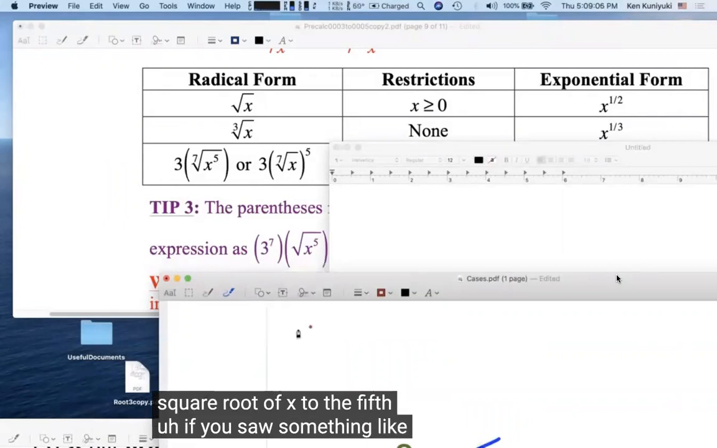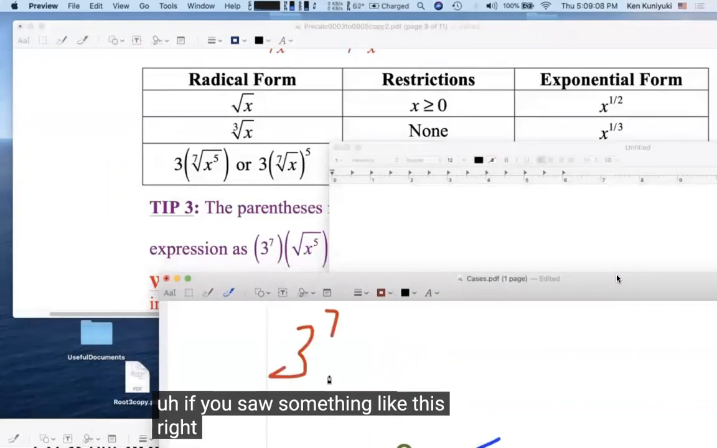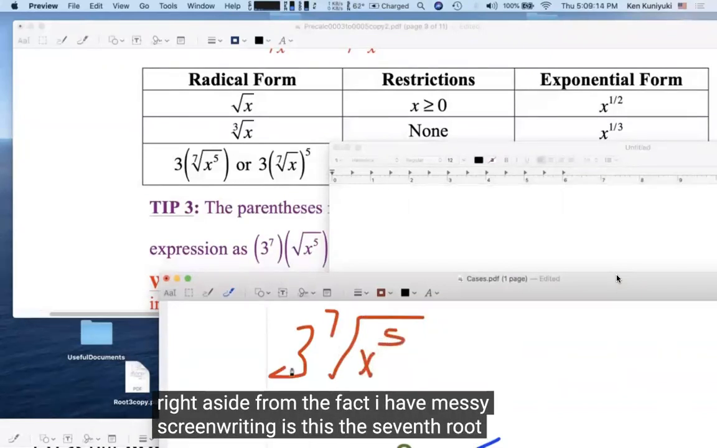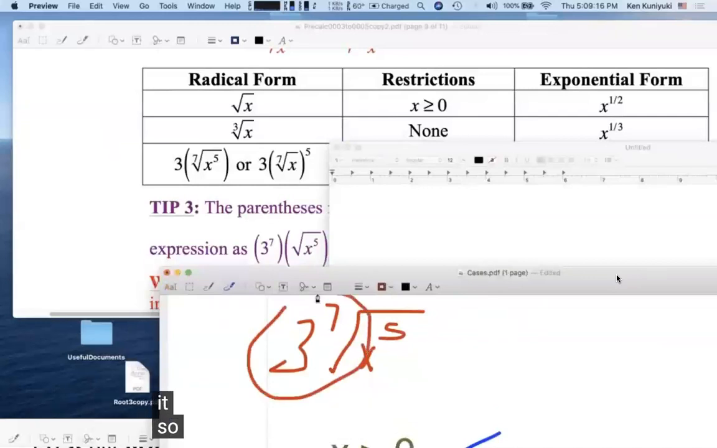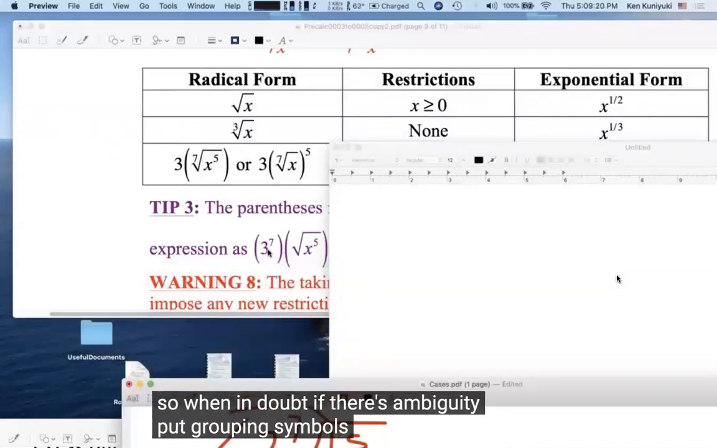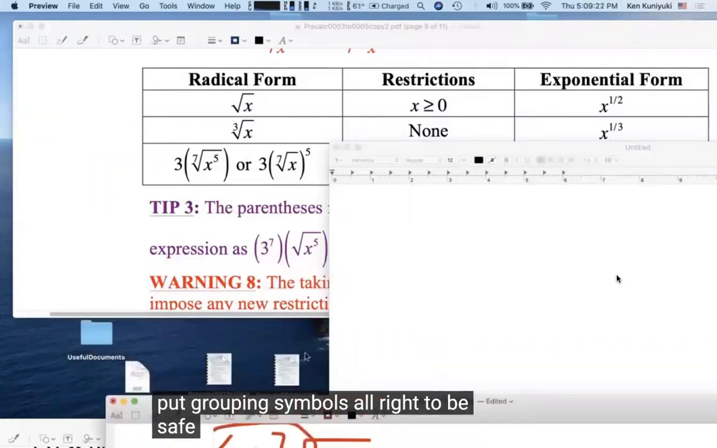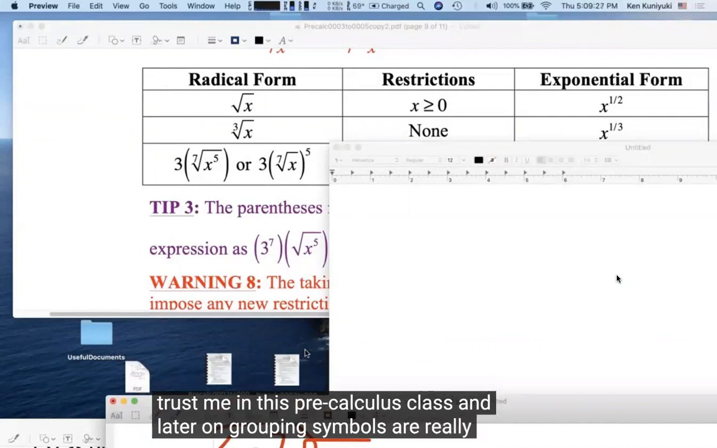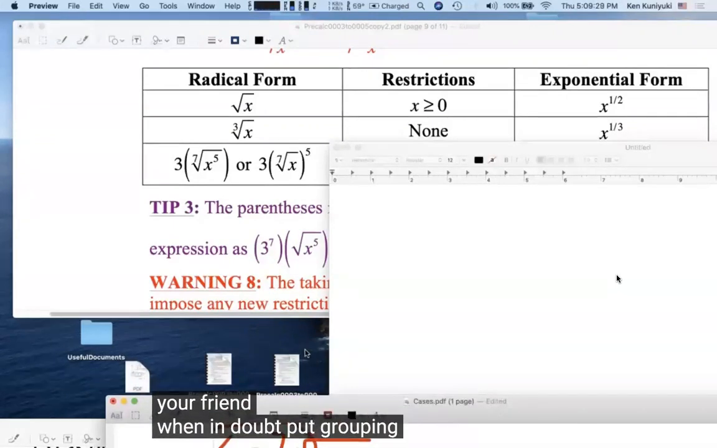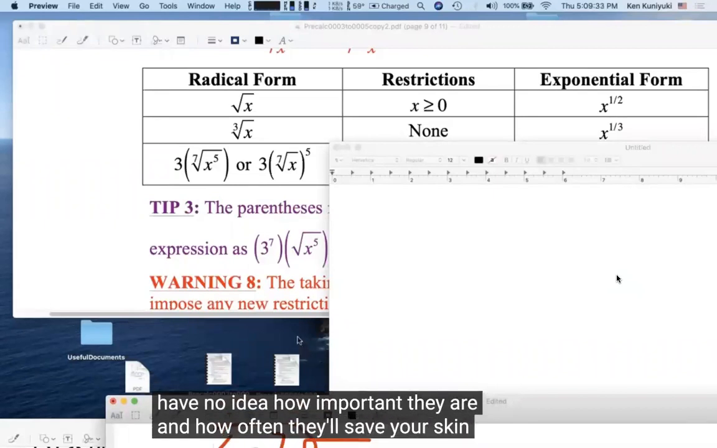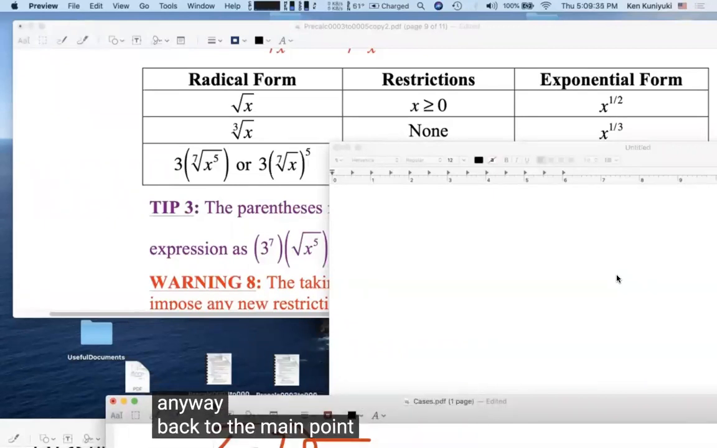If you saw something like this, aside from the fact I have messy screenwriting, is this the 7th root or is it 3 to the 7th? Which is it? So when in doubt, if there's ambiguity, put grouping symbols to be safe. Trust me, in this pre-calculus class and later on, grouping symbols are really your friend. When in doubt, put grouping symbols. You have no idea how important they are and how often they'll save your skin. Anyway, back to the main point at hand.